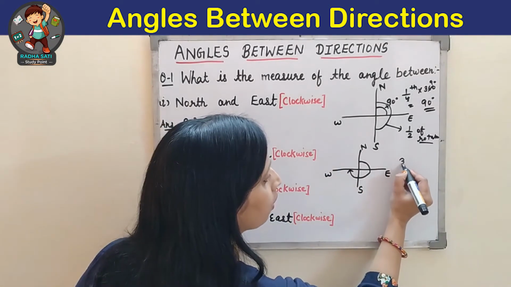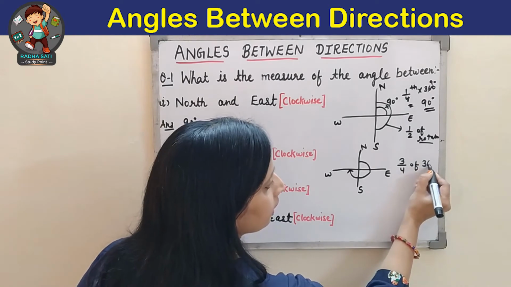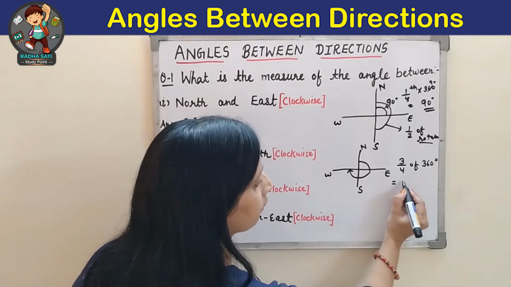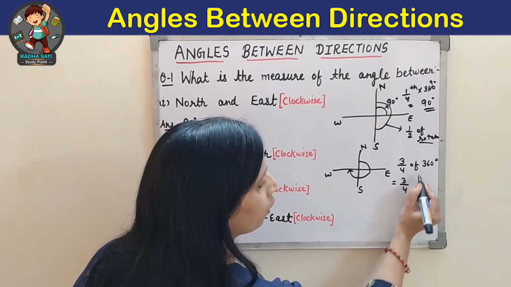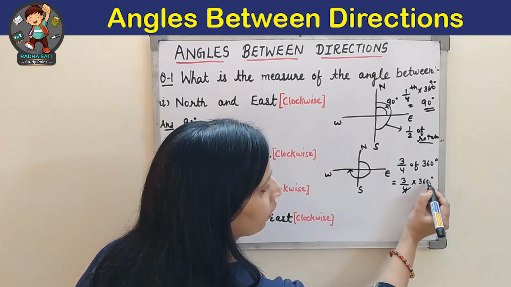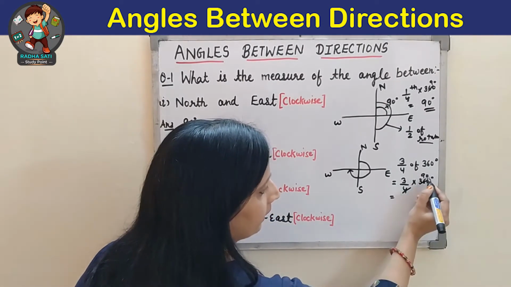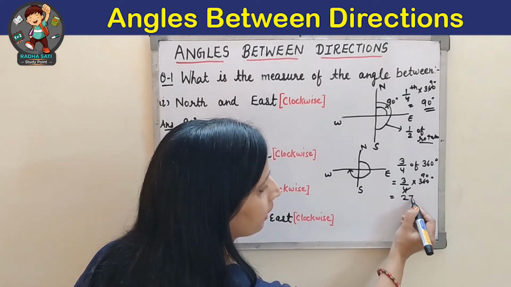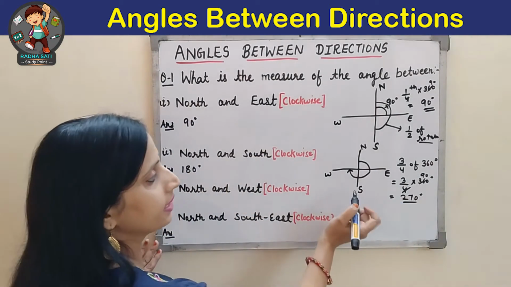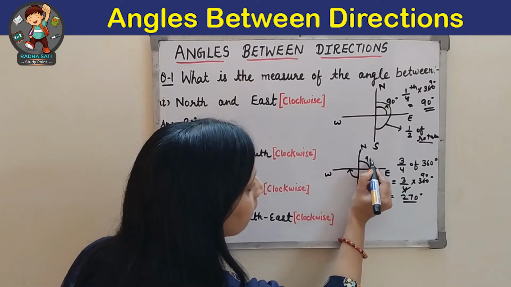So 3/4 of 360 degrees. Okay, we can solve this and we can find it. 3/4 multiplied by 360. So 4 9s are 36, or 90, and 3 9s are 270 degrees. Or we can see that the angle between north and east is 90 degrees.